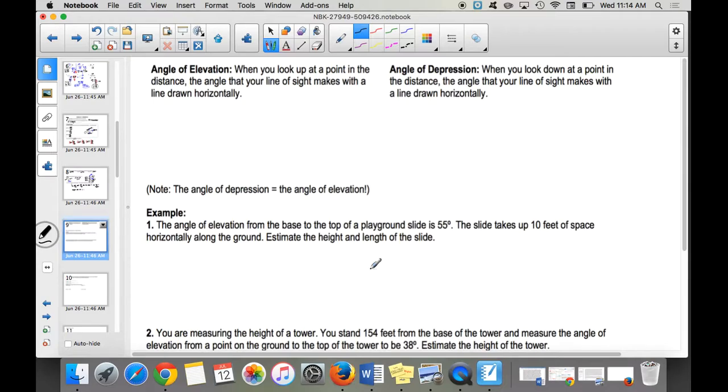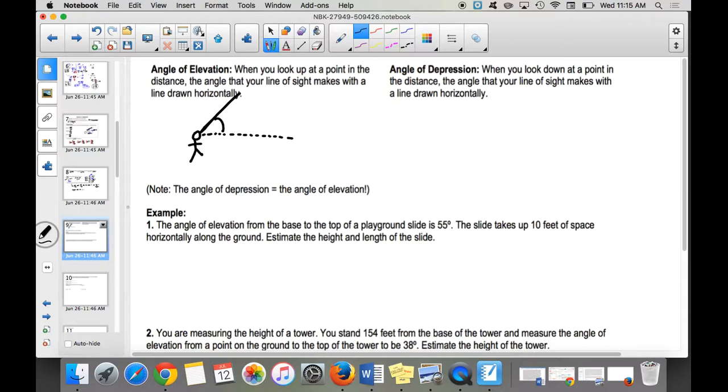Angle of elevation: when you look up at a point in the distance, it's the angle that your line of sight makes with a line drawn horizontally. Let's say this is our little stick person. You have your line of sight that goes out horizontally. The angle of elevation is this angle right here. So if you're looking up at the top of a tower or a tree or whatever, that's your angle of elevation.